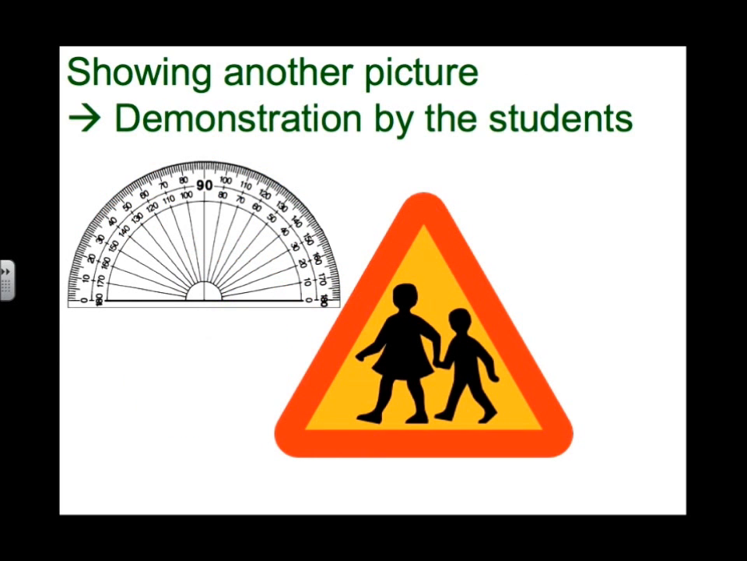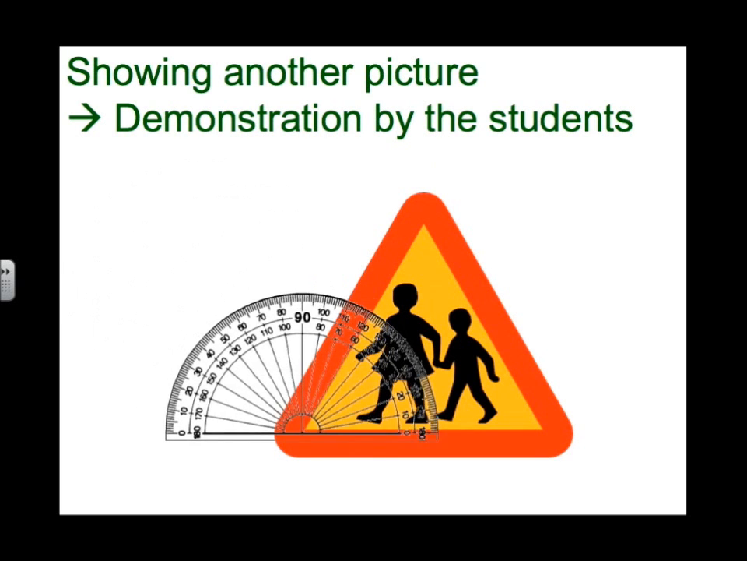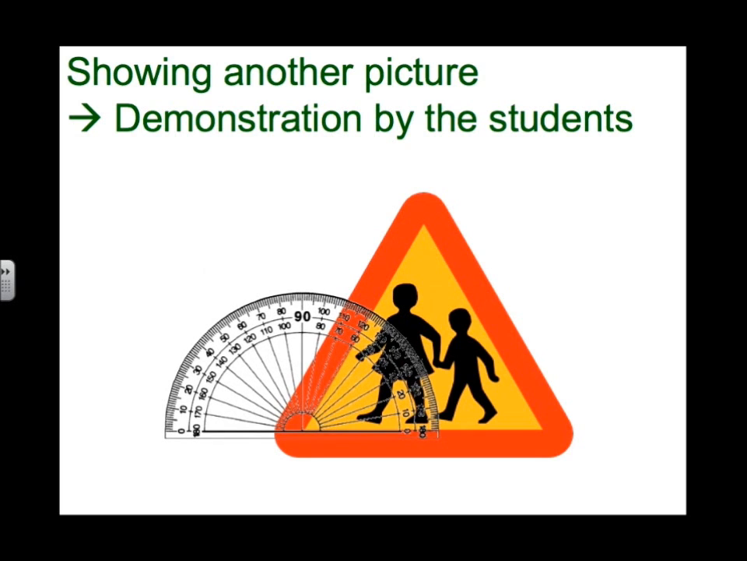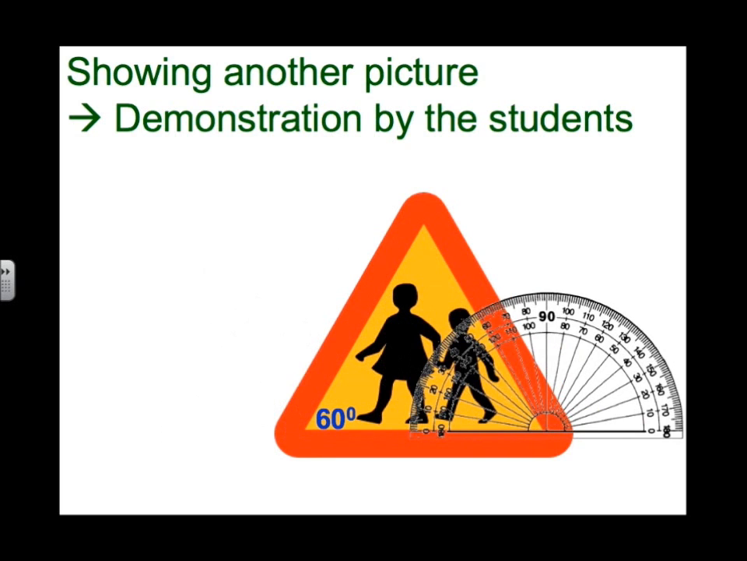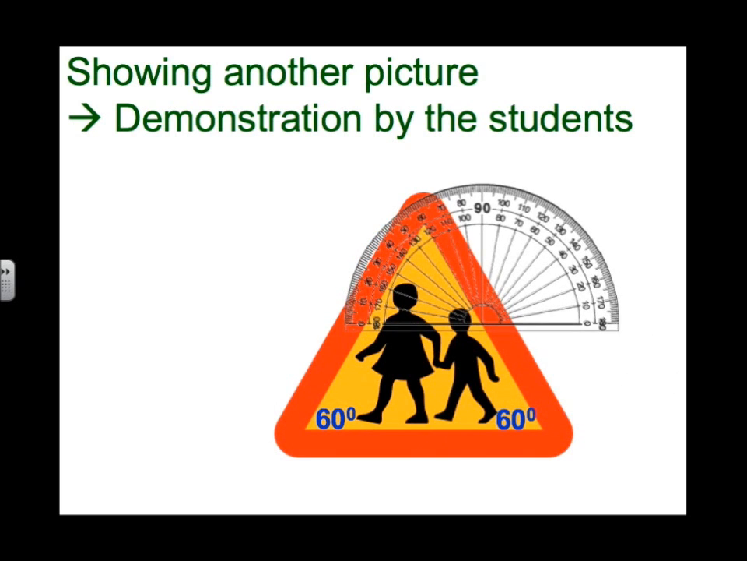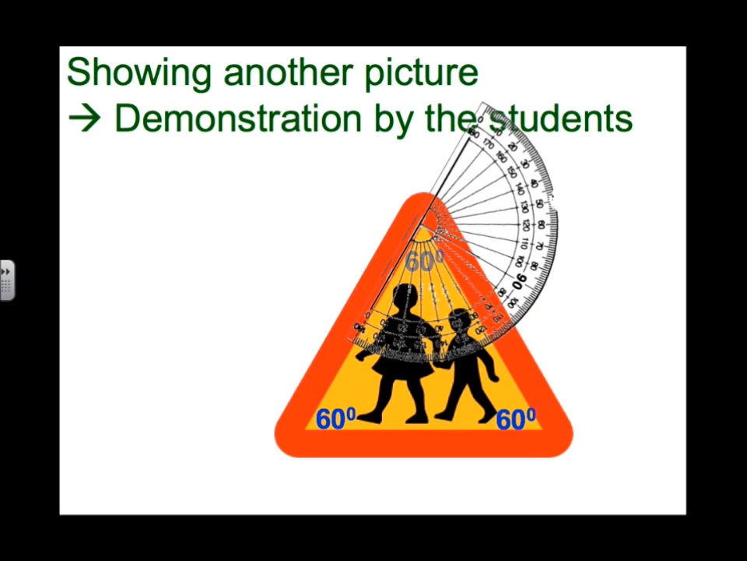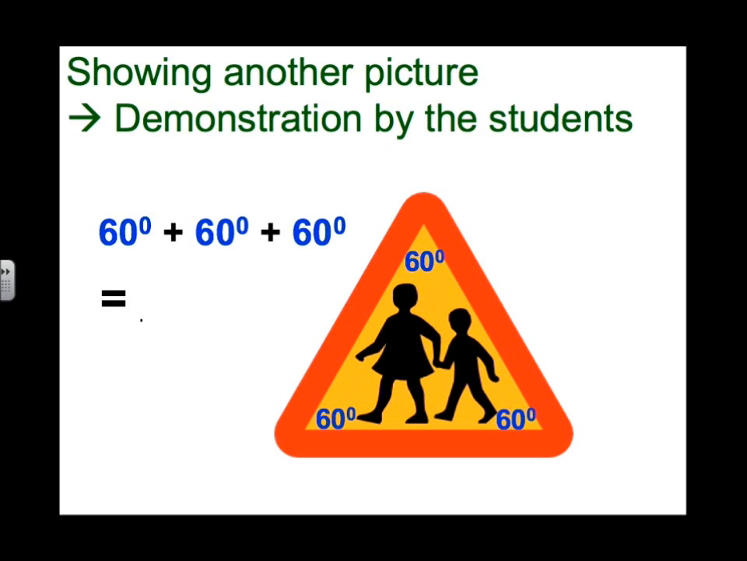Next, the teacher will show another picture, and this step will be demonstrated by the student to repeat the simulation that has been shown in the previous step. And the student will be asked to calculate the sum of all angles in a triangle, which must be equal to 180 degrees.